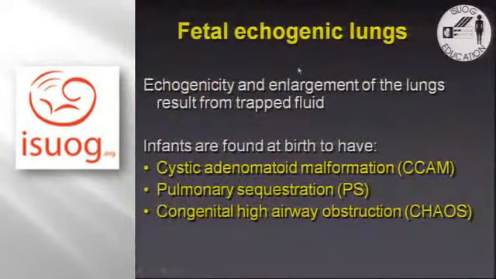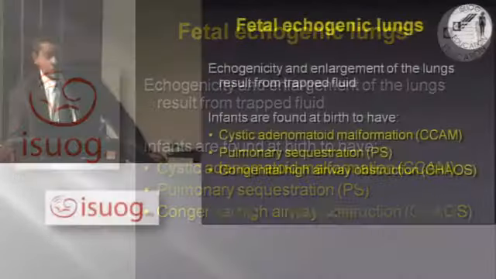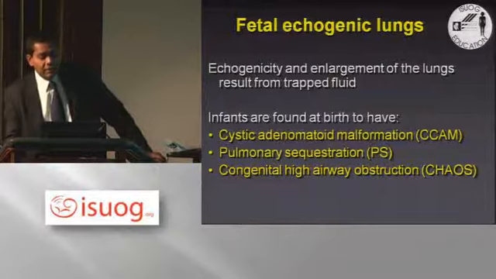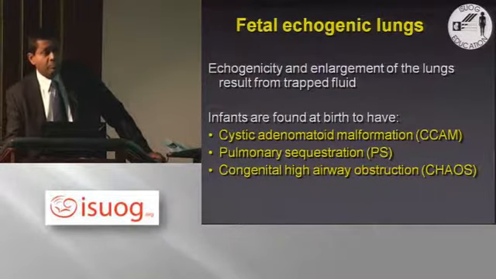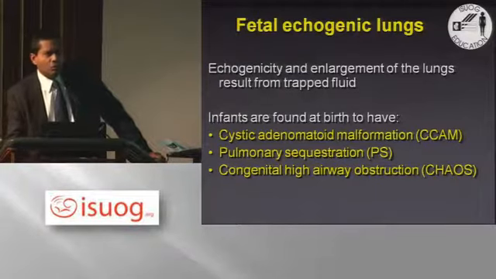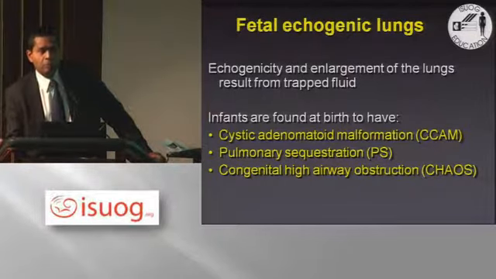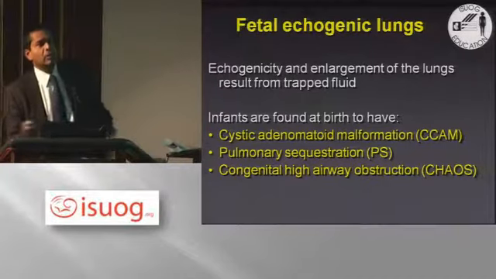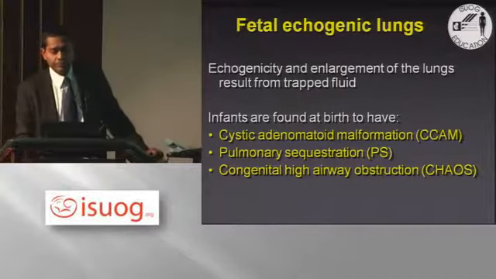When we see these lesions, there are three main categories. In fact, the first two are the ones that we usually concentrate on, typically named cystic adenomatoid malformations, or CAMs, and pulmonary sequestrations, which are also called extralobar sequestrations, so the same. There is a much rarer problem, congenital high airways obstruction, or CHAOS as it's called, which we'll also touch upon because it is one of the rarer differentials for this problem.